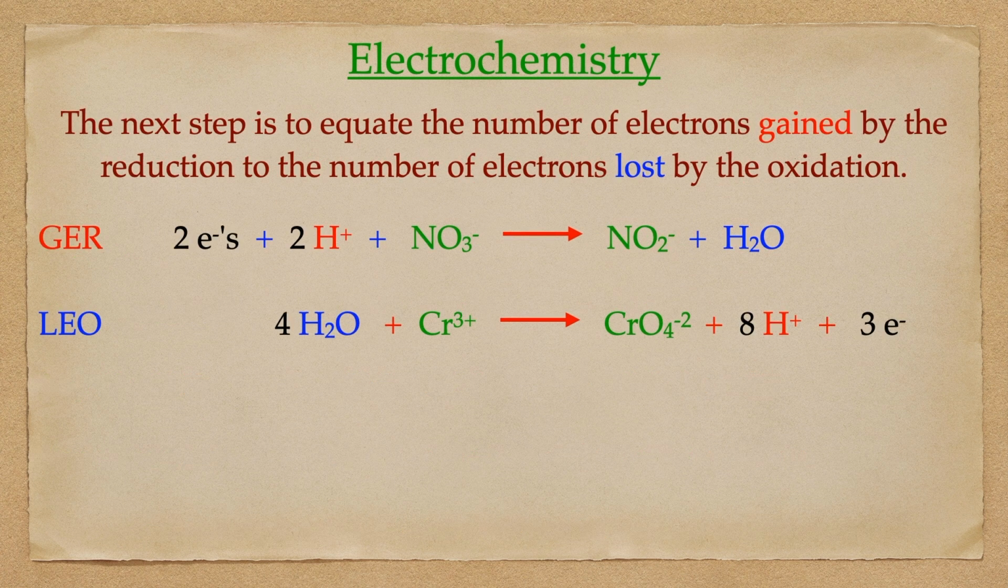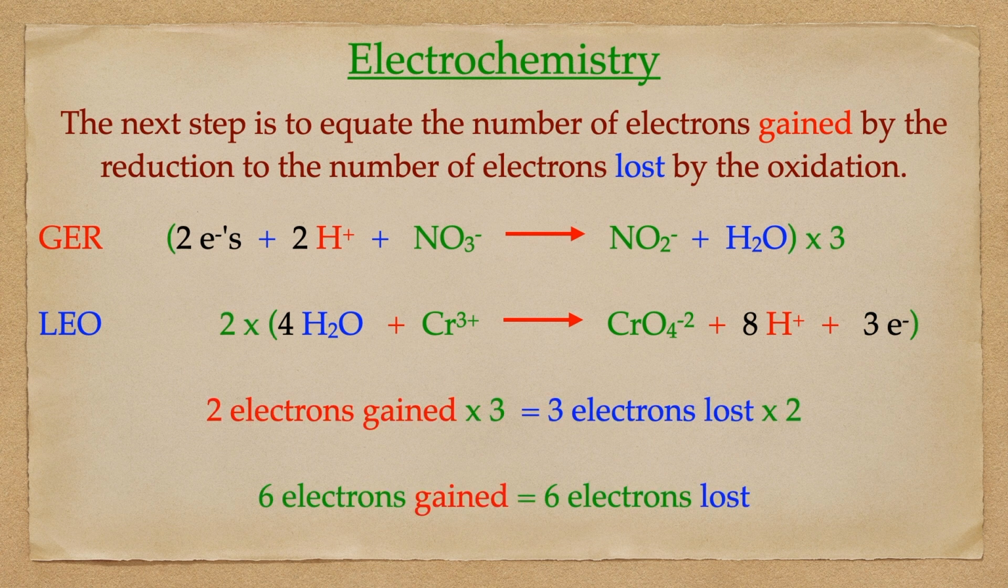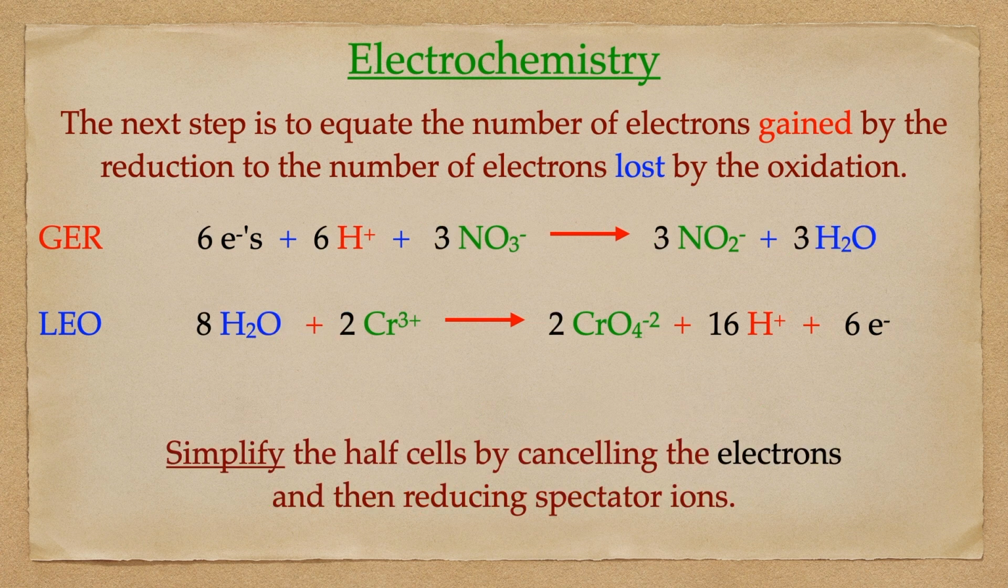The next step is to equate the number of electrons gained by the reduction to the number of electrons lost by the oxidation. Of course, the nitrate gained 2 electrons, it got reduced, and the chromium lost 3 electrons to become chromate. That 2 and 3 need to become a 6. So we multiply the 2 electrons gained by the nitrate by 3, and we multiply the 3 electrons lost by the chromium by 2, so we have 6 electrons gained and 6 electrons lost.